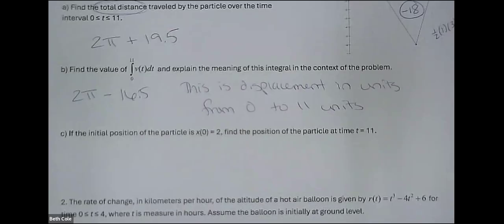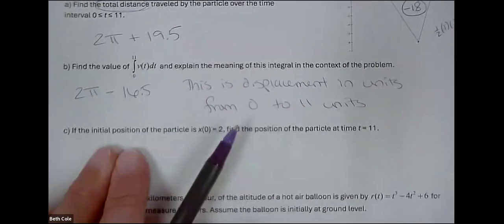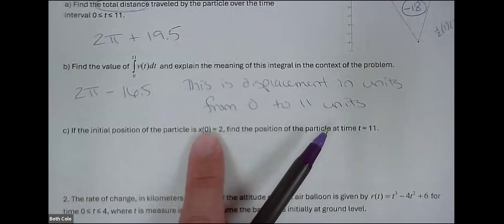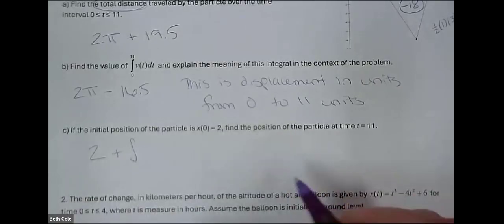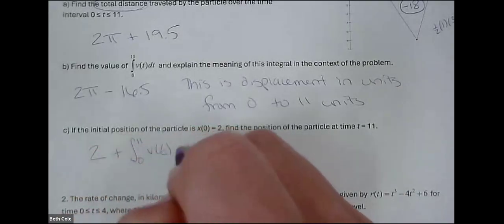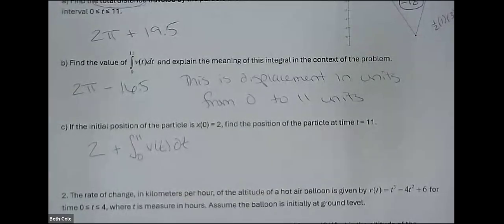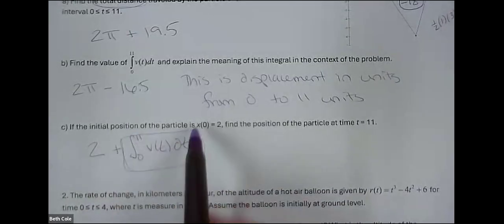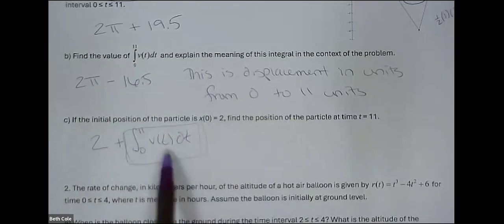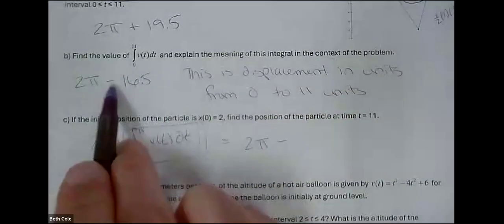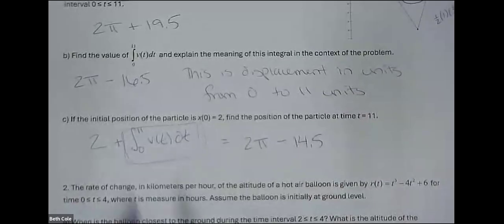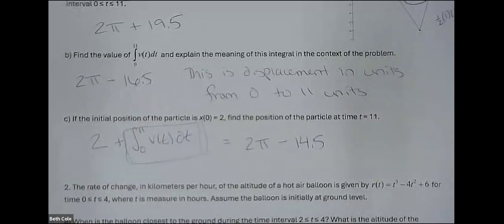Displacement in whatever units from 0 to 11. If the initial position of the particle at time 0, but time doesn't always start at 0, it can start wherever they tell you, is 2, find the position at time 11. So you're going to take your 2 and add your displacement from 0 to 11. We already found that in the previous problem. What did we find that this displacement is? 2 pi minus 16.5. So if you take that and just add on the initial condition, it's going to be 2 pi minus 14.5. You just took what we had right here and added 2.